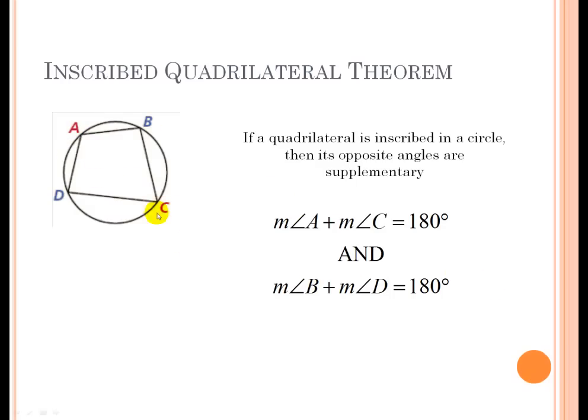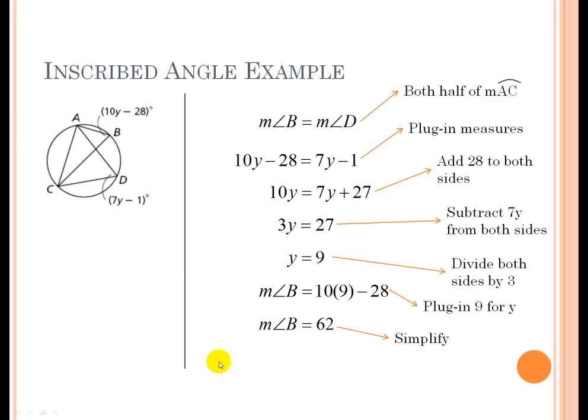And it works for angle A and angle C as well, of course. So let's do a couple examples. The first one I'm going to deal with inscribed angles. So I can see here, I've got a couple of angles that I'm given, angle B and angle D. And I know that the inscribed angle has to be half of its intercepted arc. So angle B should be half of AC, and angle D should be half of AC.